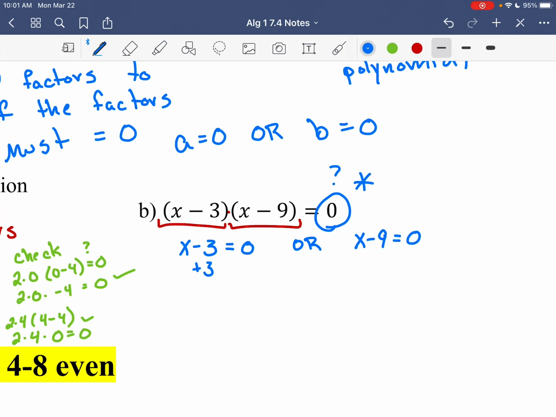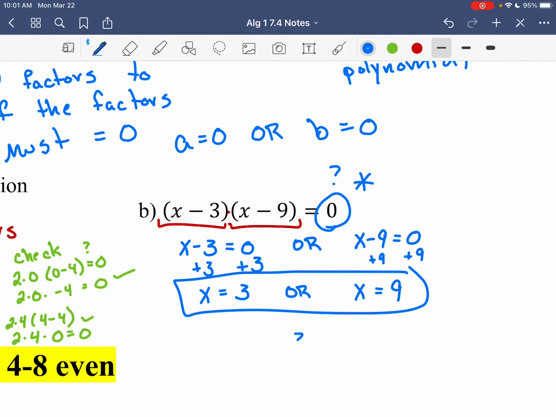Here I'm going to add 3 to both sides. X equals 3. Or, now on this one I can add 9 to both sides. X equals 9. So there's my solution. I can put it in a solution set. 3 comma 9. Curly brackets. There's my solution set. 3 comma 9.